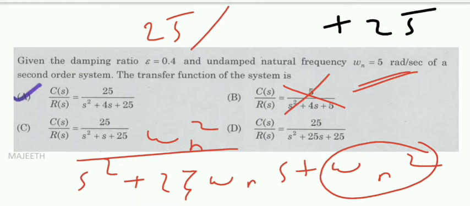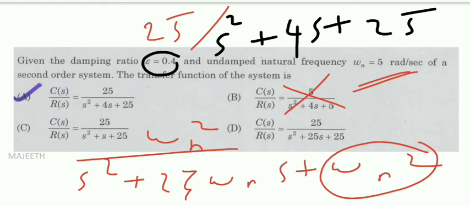Okay, s squared. The second term is 2 zeta omega n. 2 into zeta, which is 0.4, gives 0.8. 0.8 into 5 is 4. So it will be 4s. So s squared plus 4s plus 25. So option A is the right answer.